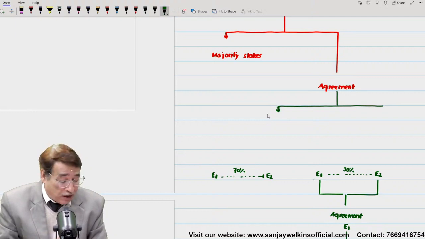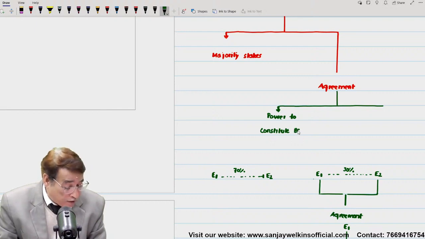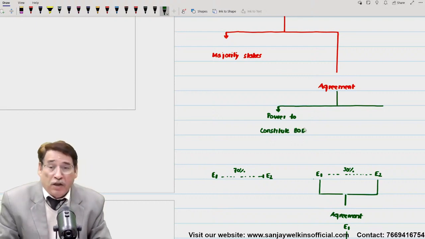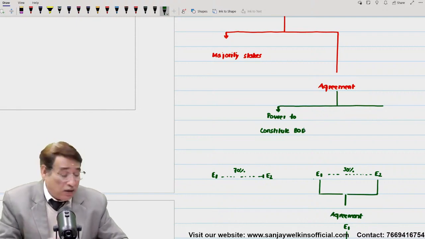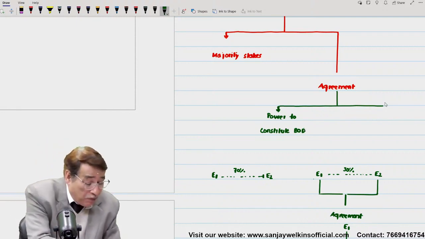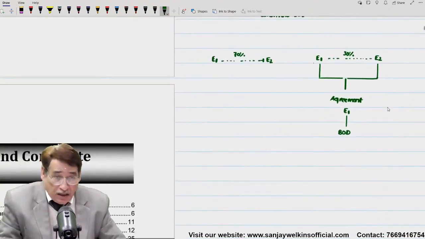As I gave you the example, if the agreement provides power to constitute or compose the board of directors, then in that particular case, it will be implied that we are having the control, isn't it? Further, sometimes an agreement may take place in this manner.